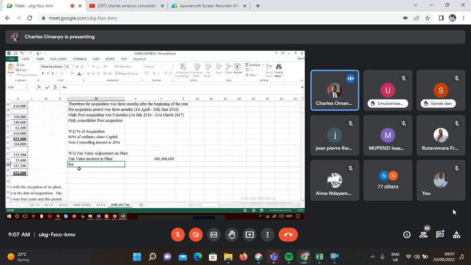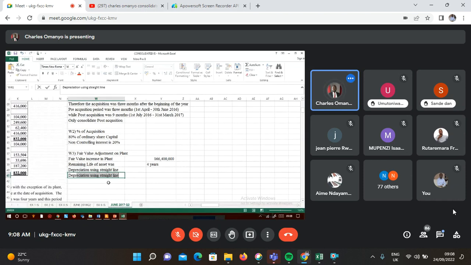Remaining life of asset was 4 years. Remaining life was 4 years. So depreciation, straight line method. Yes, straight line method. Depreciation using straight line. These notes will help you when you are revising. Allow me to take time, but I explain. Depreciation using straight line method.